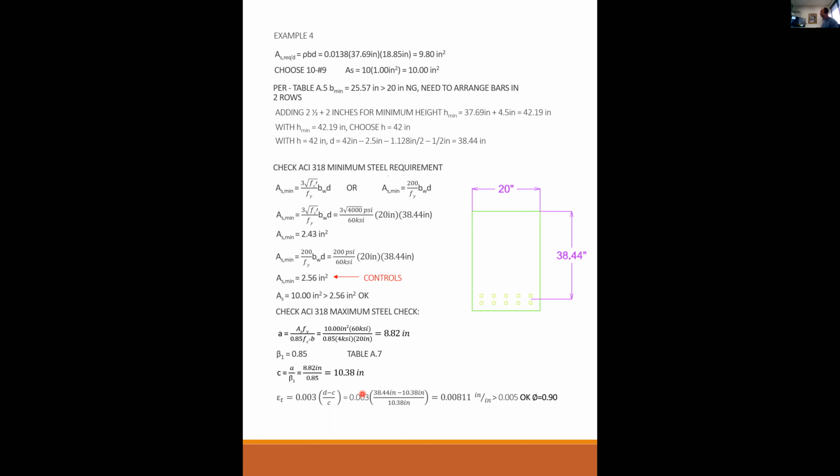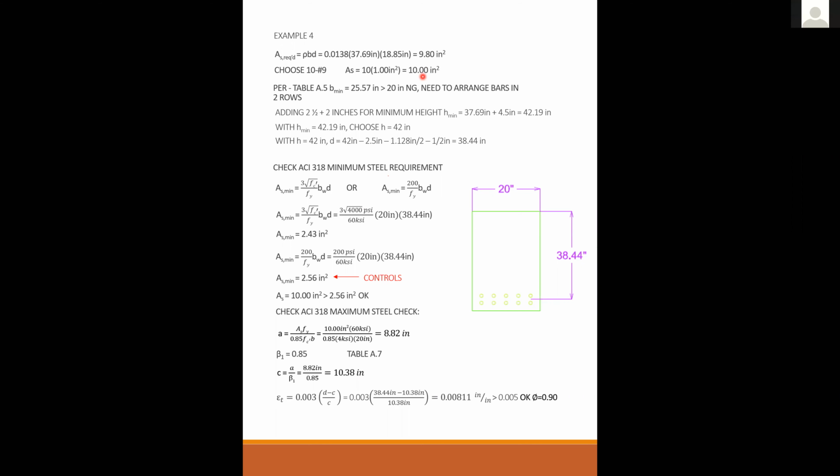Does that make sense? To anybody? So, Professor, you compare the area of the maximum steel to the required, no, to the chosen, which in our case is 10 square inches, right? Right. The required was 9.8, but I'm providing 10.